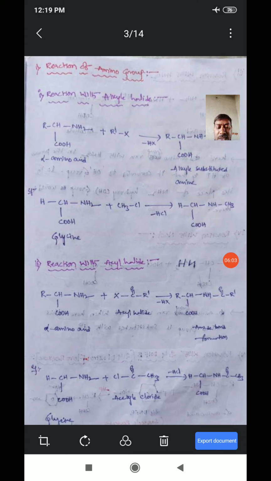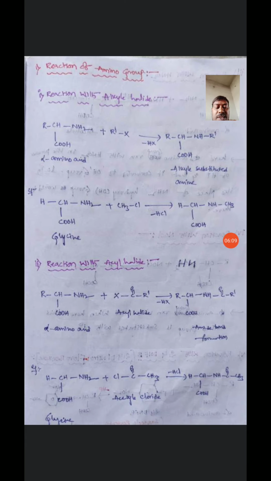For example, glycine formula is CH2 COOH and NH2. This glycine reacts with acyl halide, here I am taking acetyl chloride, CH3 C double bond O Cl. One hydrogen from the amine group and Cl from acetyl chloride are removed as HCl, and it forms an amide bond: CH2 COOH NH C double bond O CH3.